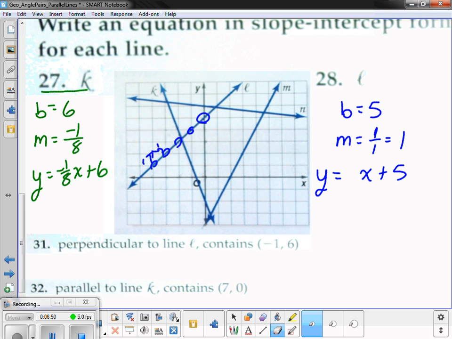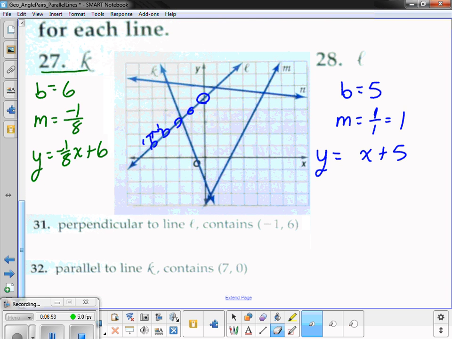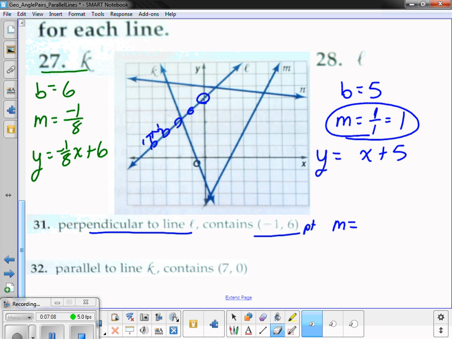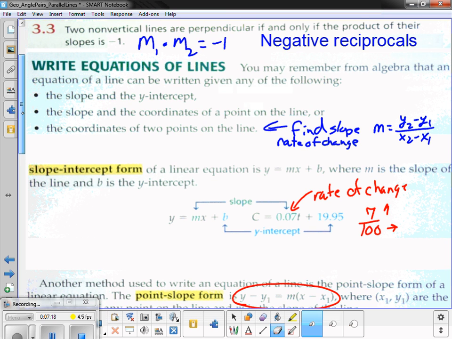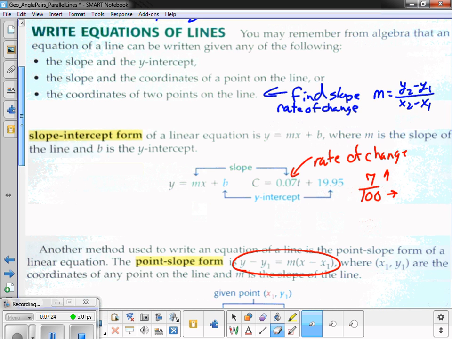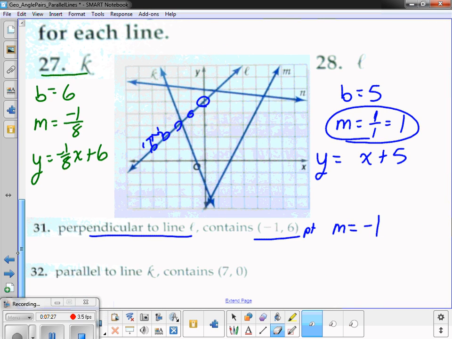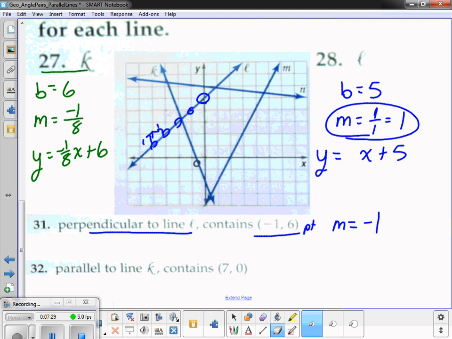Now notice these other two problems say I want a line perpendicular to line L, and it contains the point negative 1, 6. So I have a point, and I can figure out what the slope is. It's going to be perpendicular to L. Well, L had a slope of 1. So the slope I need here has to be negative 1 because of our rule up above. I need negative reciprocals, or when I multiply the two slopes, I get negative 1. Since my slope was 1, if I multiply it by negative 1, I get negative 1. So I have a slope of negative 1, and I have a point that's negative 1, 6.